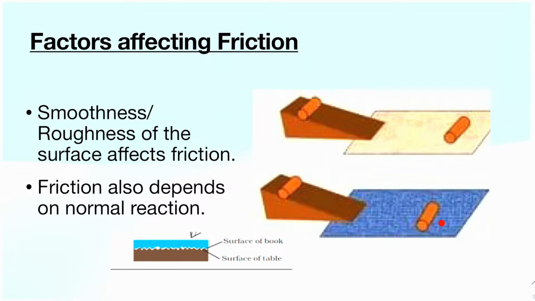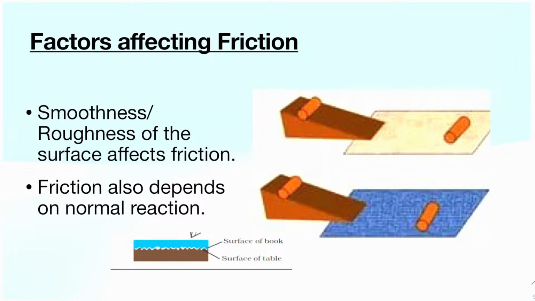So what are the factors affecting friction? One is the surface. Smoother the surface, lesser is the friction and the cell will be able to roll further. Rougher the surface, the cell will get locked very soon to the surface and it would not move further. Smoother the surface, lesser is the friction; rougher the surface, greater is the friction.